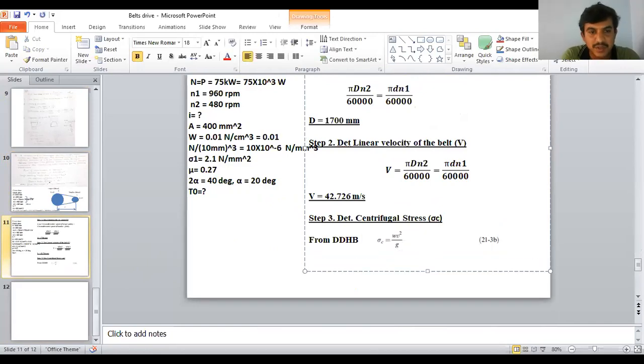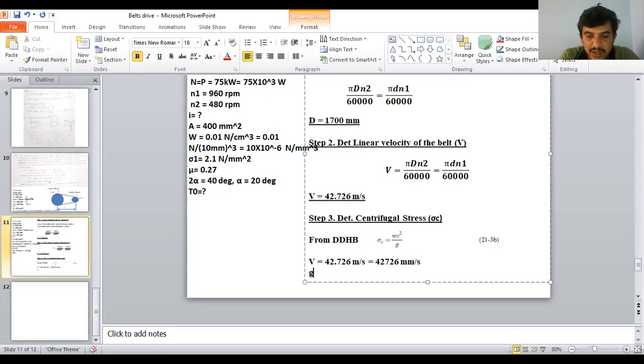Now here what is W? W is given as 10 into 10 raised to power minus 6 Newton per mm cube. What is V? Be careful about V, it is 42.726 meter per second. Convert it into millimeter per second. Be careful about the units. Am I right? Yes, sir. Next, what is the G value?